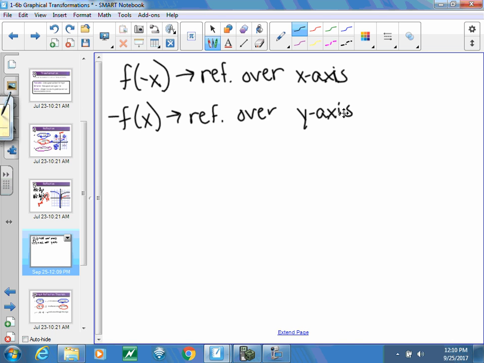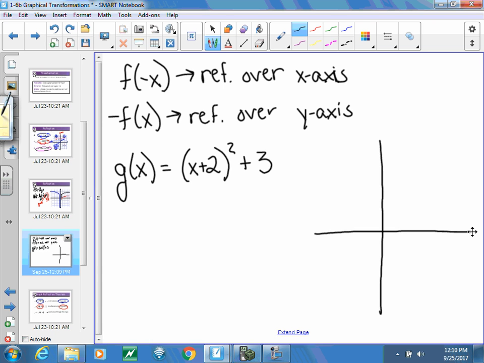Alright, so now let's say that you have a function. I'm going to work with a quadratic here just because sometimes it's a little bit easier to visualize those. So let's say that you have g of x, which is the quantity x plus 2 squared plus 3. If I say that that's my parent function, the function I'm starting with, the plus 2 right here tells me that this parabola has been shifted to the left 2 units, and the plus 3 says that it's being shifted up 3 units.